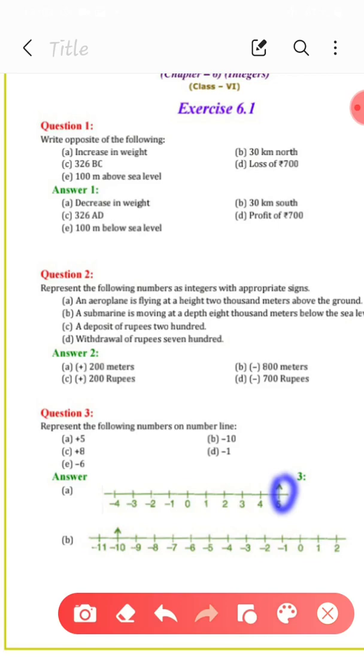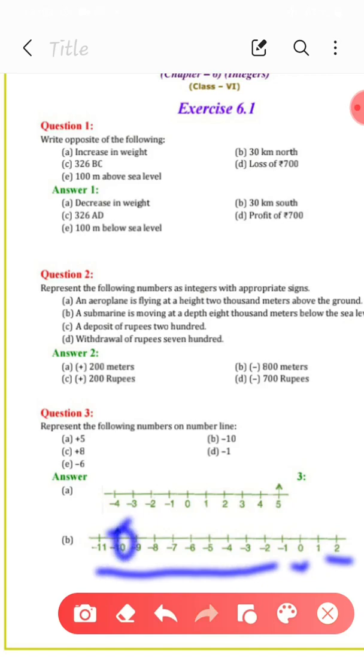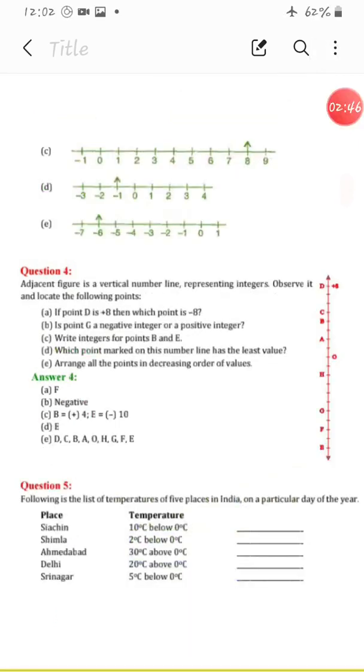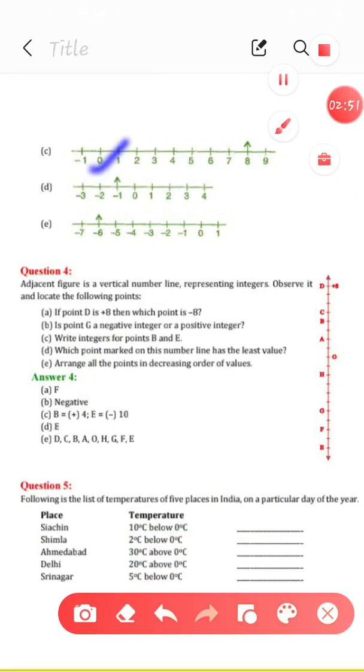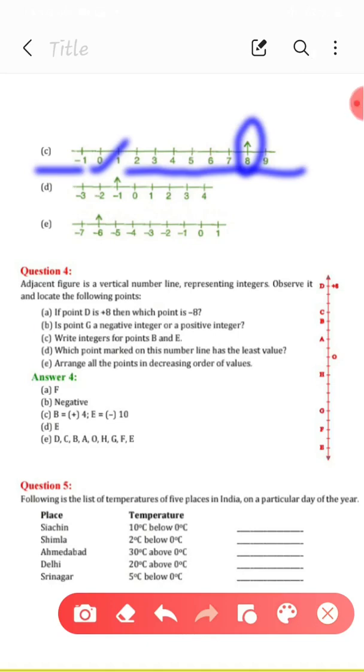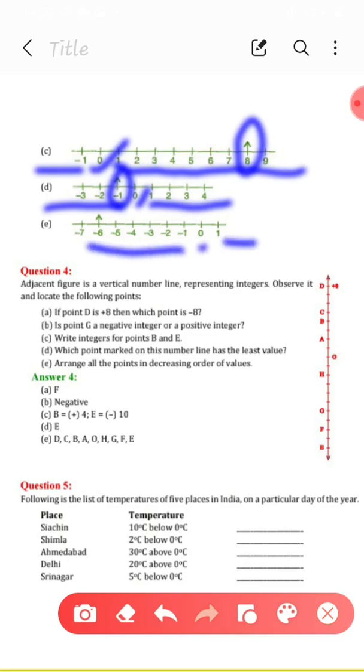Now 3b, minus 10 is given. Same way, 0 is there, right side positive, and all these negative numbers are there. This is minus 10, just circle it. Now 3c is given, plus 8. Same way, positive number after 0, right side positive numbers, this side negative numbers. So this is plus 8. Then minus 1, same way, positive number, negative number, 0 is there, this is minus 1. Then again 0 is there, positive number, negative number, and this is minus 6.